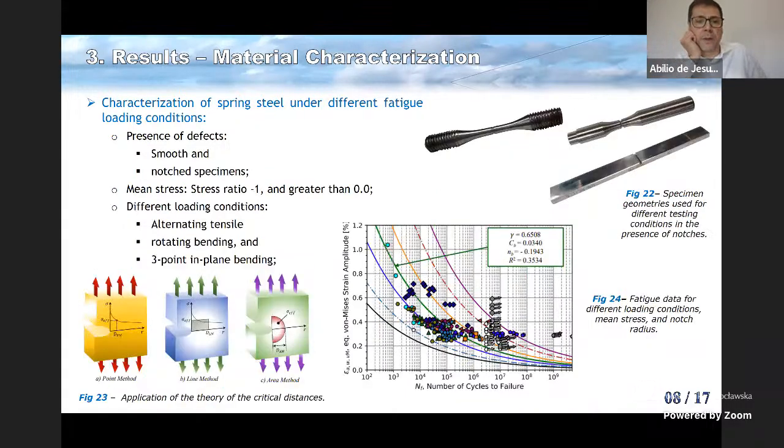Then we also looked at the notches. We did a lot of tests on notched specimens. We then applied the critical distances theory in order to combine all the data in one unique plot, so we derive the probabilistic S-N field for the material.